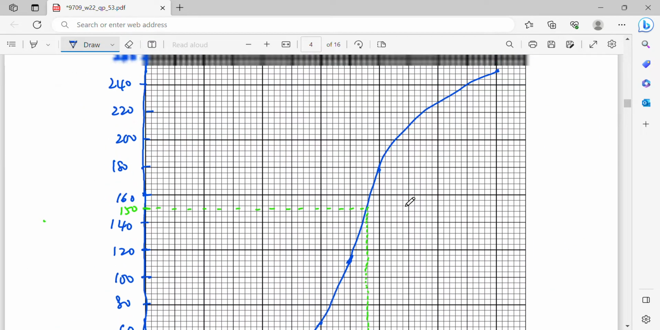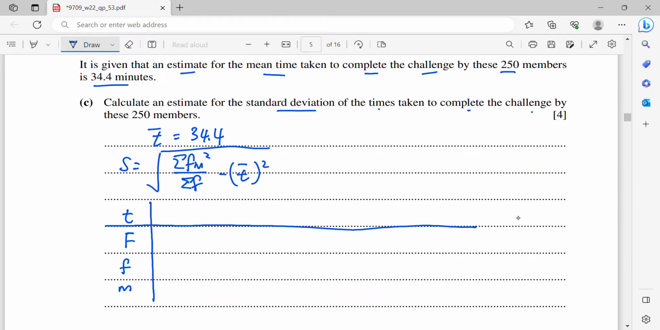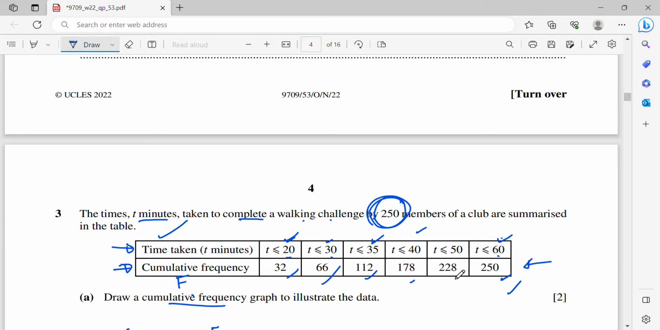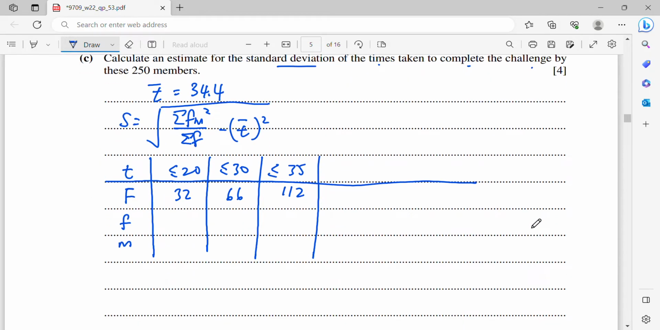Okay, so I will copy the whole table here. I will just write less than or equal to, then here is 32. Less than or equal to 30 is 66. Less than or equal to 35 is 112. Then less than or equal to 40, 50, 60: 178, 228, and 250.